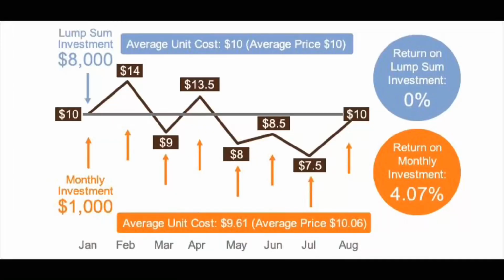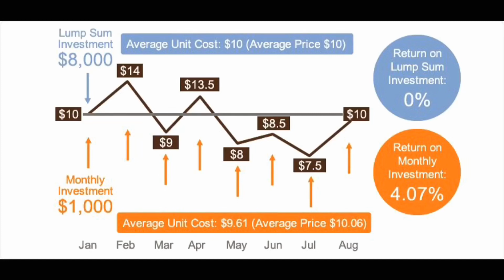So let's take a look at an example here of where dollar cost averaging would have worked in your favor. So we can see here, in this example, we're investing $8,000. The lump sum investor is just putting the $8,000 in one go, and they've got that at $10 a share. Whereas the cost averaging investor is putting in monthly investments of $1,000 over an 8-month period. You can see they've bought some shares at $10, some at $14, some at 7.5, etc.